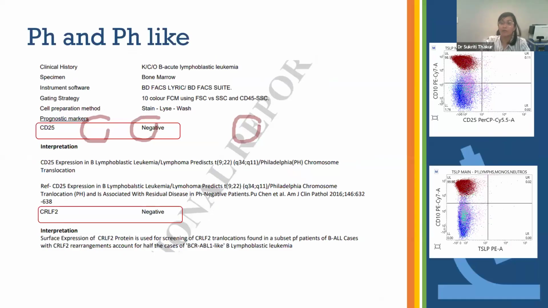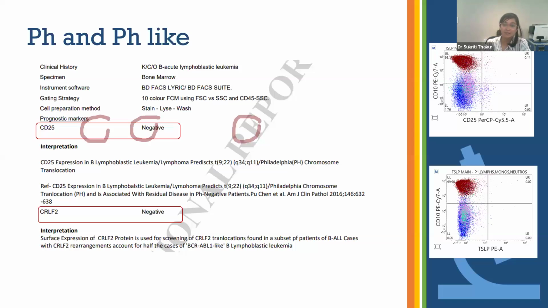Now, another thing which is again very important for BLL cases is whether the patient has BCR-ABL1 positivity or a Philadelphia-like abnormality. Another flow cytometry marker which is helping us these days is CD25, which is a very important marker. If this marker is positive, which is negative in this case, then it is slightly possible that the patient might be BCR-ABL1 positive BLL.